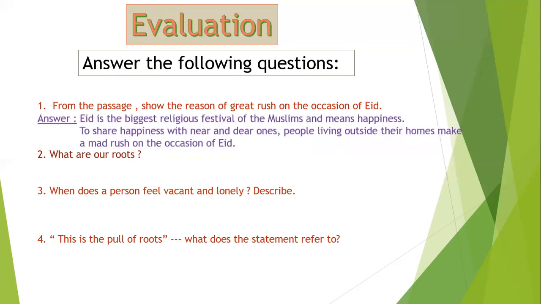Here I have some model answers. You can write in your own way also. Look, from the passage, show the reason of the great rush on the occasion of Eid. Eid is the biggest religious festival of the Muslims and it means happiness. To share happiness with near and dear ones, that is with relatives, people living outside their homes make a mad rush on the occasion of Eid. This is an answer to the question.